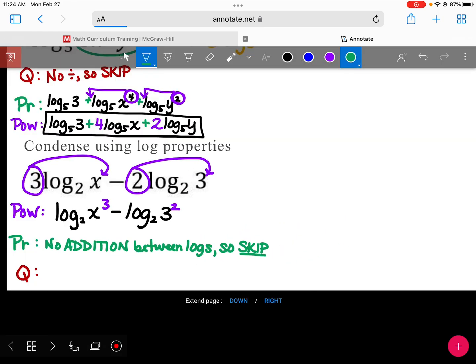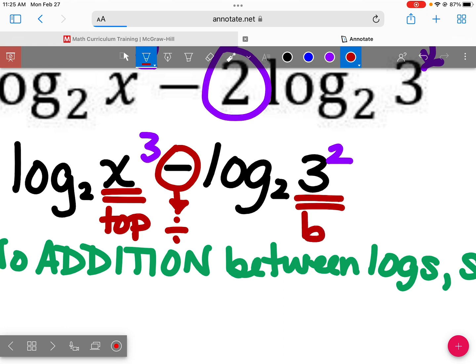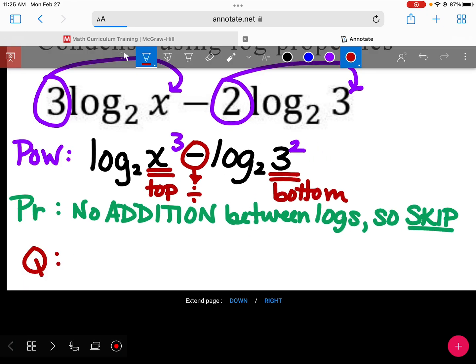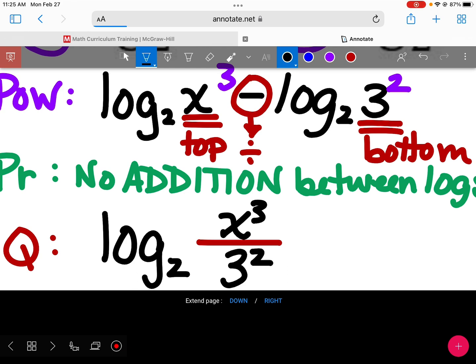How do I know whether or not I need the quotient property? Oh, that minus sign. If there's subtraction in between. Subtraction is going to turn into what? A fraction. We're going to have division. 1 log. This is going to be the top of my fraction. This is going to be the bottom of my fraction. Condensed down to just 1 log. Log base 2. And then the argument is the thing that has a fraction in it. X to the 3rd on top, 3 squared on bottom.